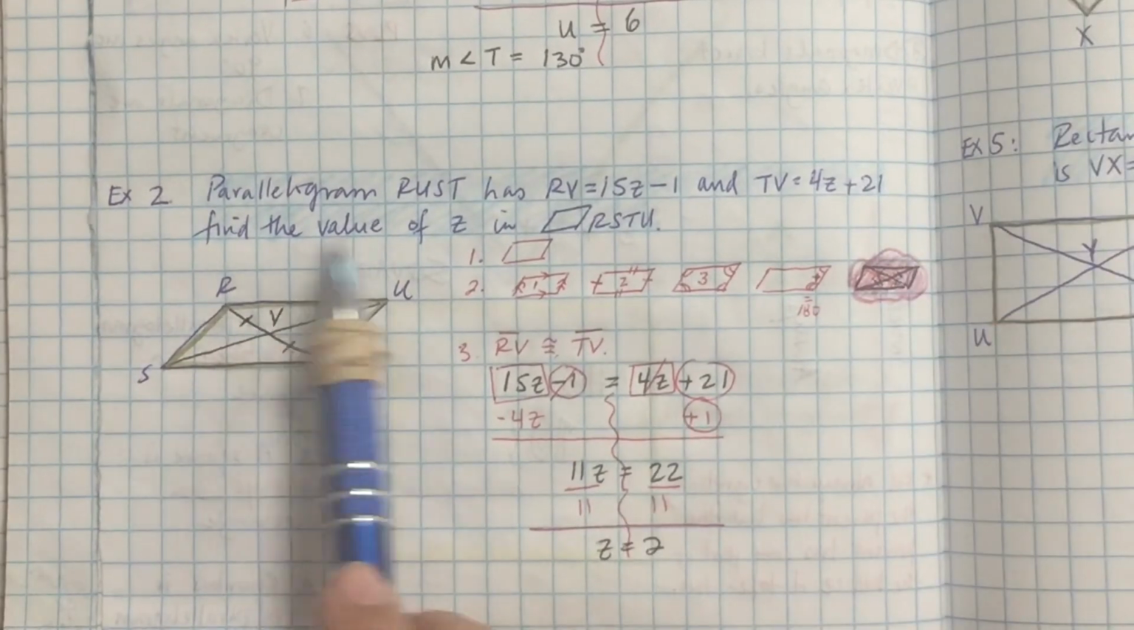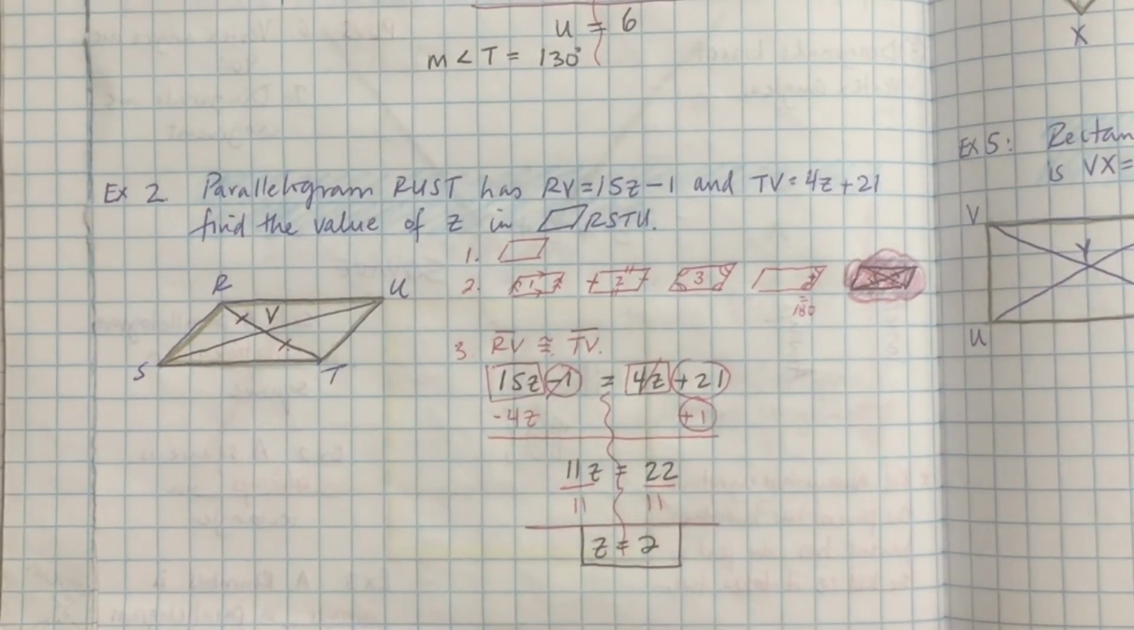And that's it. Okay, so we're going to do this over and over and over, and it's just about knowing your properties. Did I answer the question? Yes, because I was finding z. We'll do the other 3 examples in the next video.